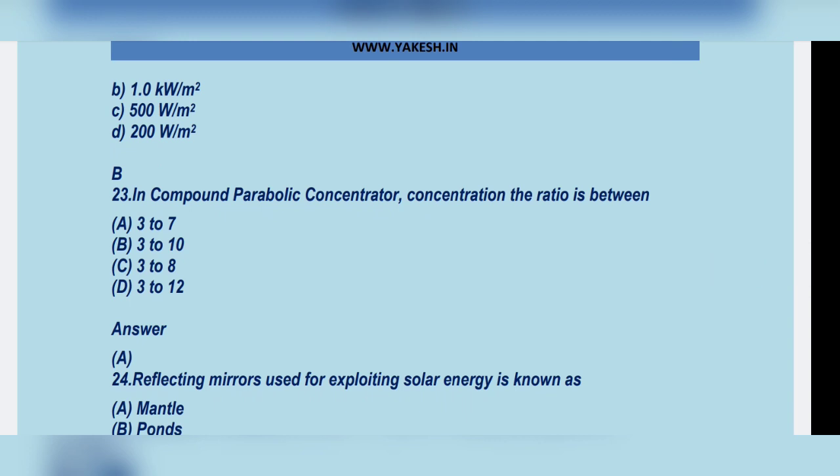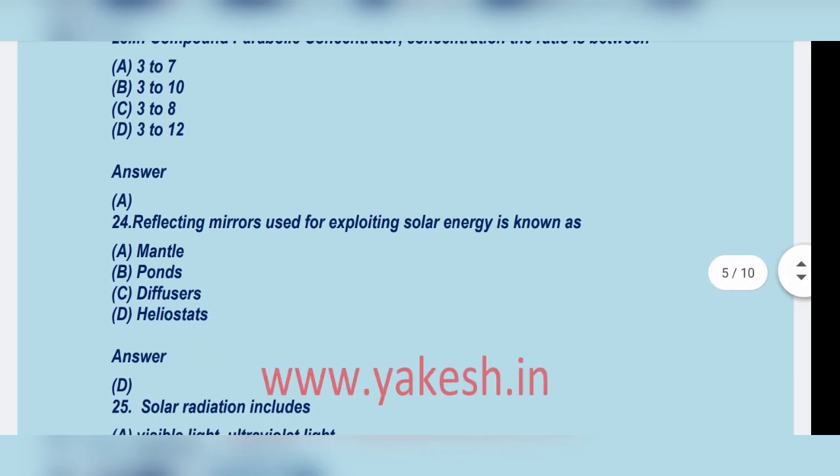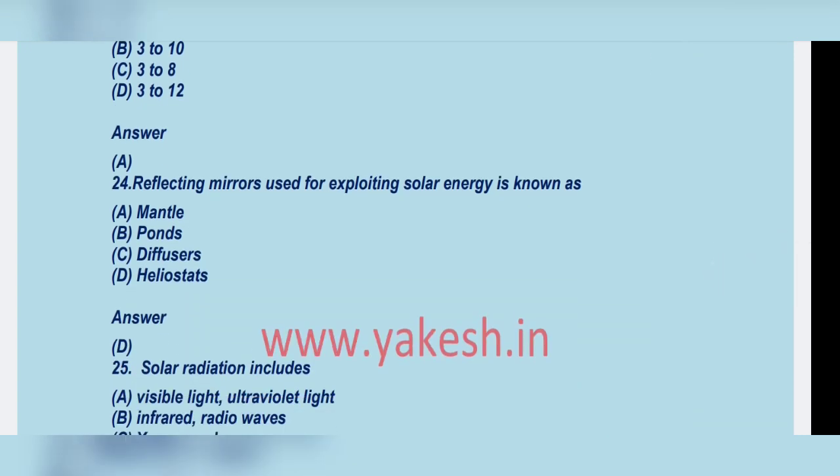The compound parabolic concentration ratio is between 3 to 7. Option A. Reflecting mirror used for exploiting solar energy is known as heliostats. Option D.